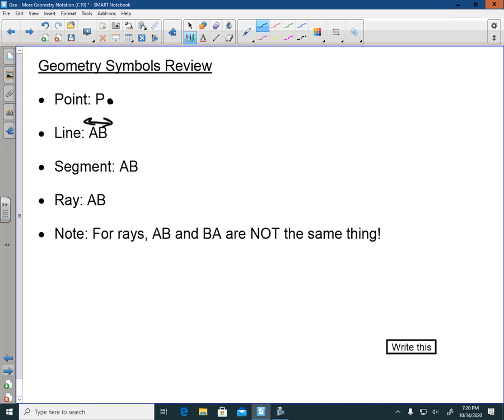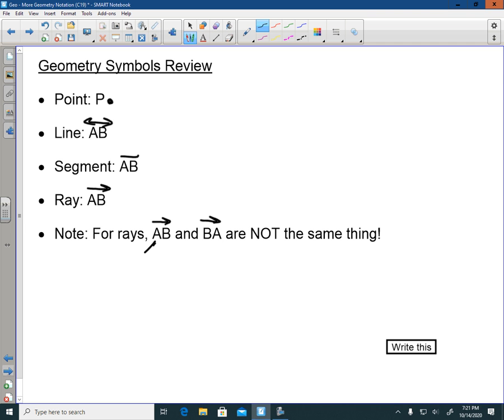When you're talking about a chunk of a line, you're talking about a segment. And we could just be talking about segment AB, which is not going to have any arrows. And then there's ray AB, which has an arrow pointing to the right. And what this tells us is that there is an endpoint of ray AB at A, and then it goes out through B. There's something to think about for rays. Because the arrow points to the right all the time, ray AB and ray BA are not the same thing.